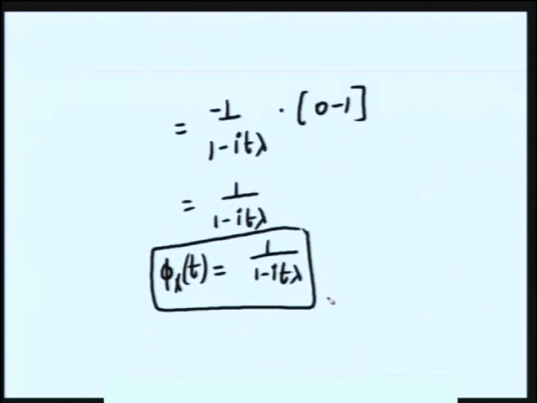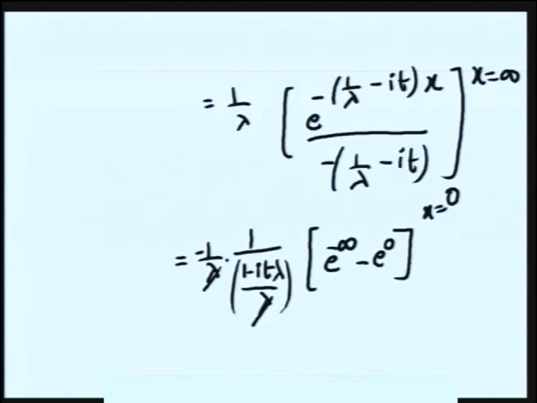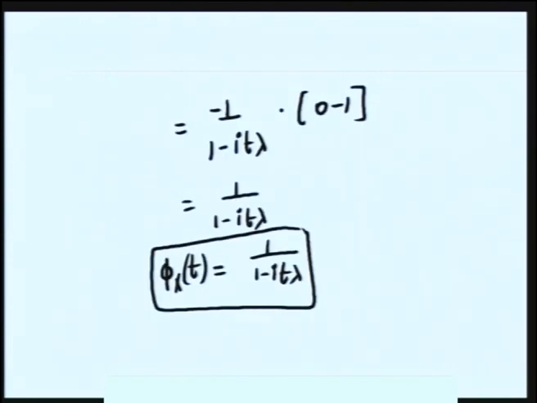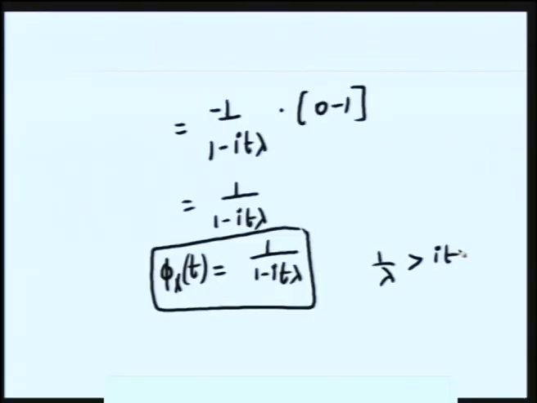This is particularly valid when this particular quantity, as I already told you, is positive. That is, 1 by lambda minus it should be greater than 0. That is, you must have 1 by lambda greater than it. This particular quantity 1 by lambda should be greater than it. Okay. Next we have to find out the mean using the characteristic function.